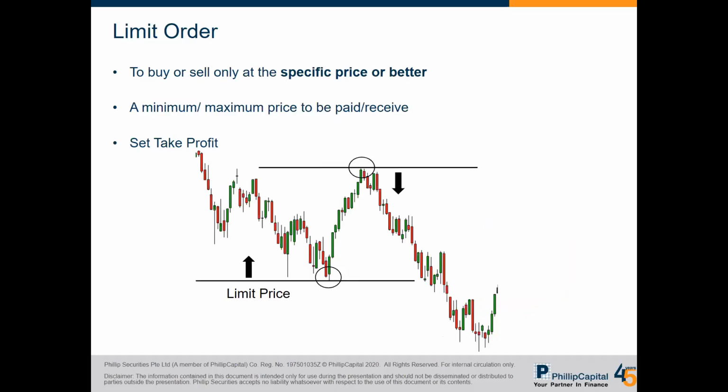First is the limit order, which means to buy or sell only at a specific price or better. There is a minimum or maximum price to be paid or received to execute your trade. Apart from taking on positions using a limit order, you can also use a limit order to set your take profit or stop loss. As shown in the example above, you set a limit price, and the order will only be filled when the price touches the limit price.